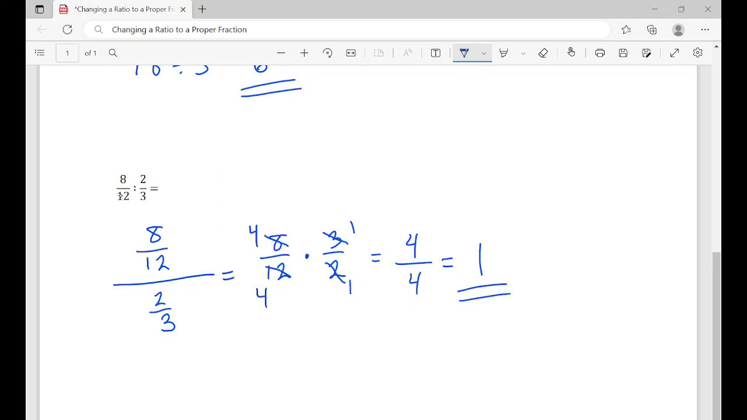So in this case, this ratio here will actually simplify to the whole number 1. It happens, and if it does, it still makes life easy. This is still an acceptable answer for this question.